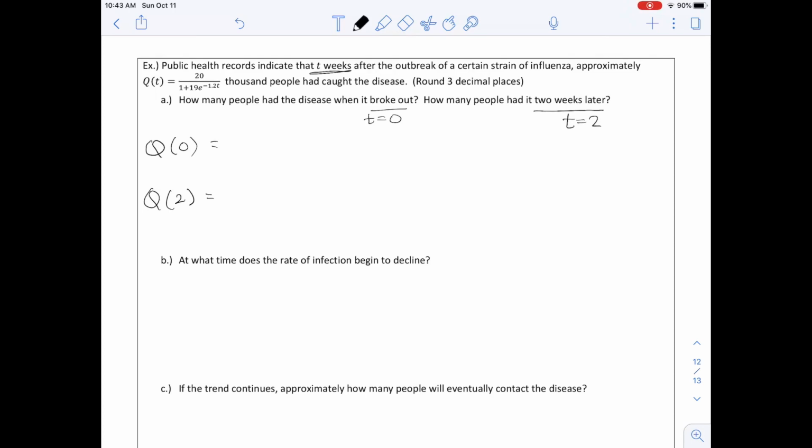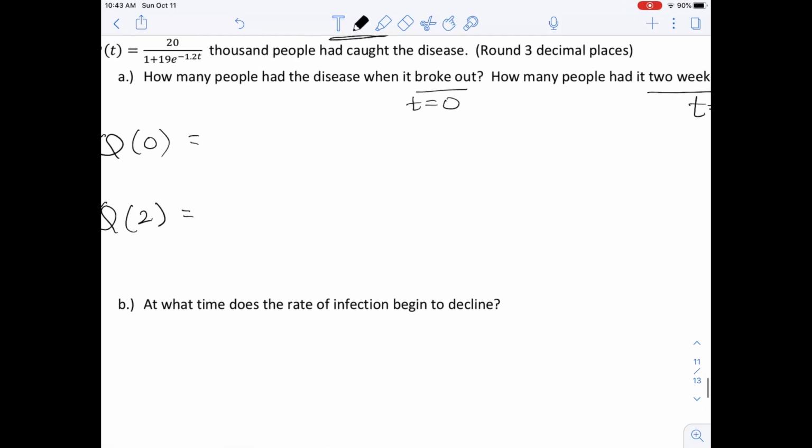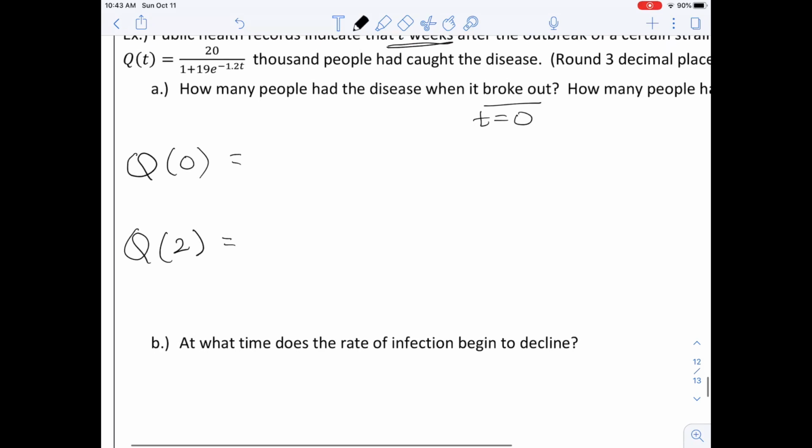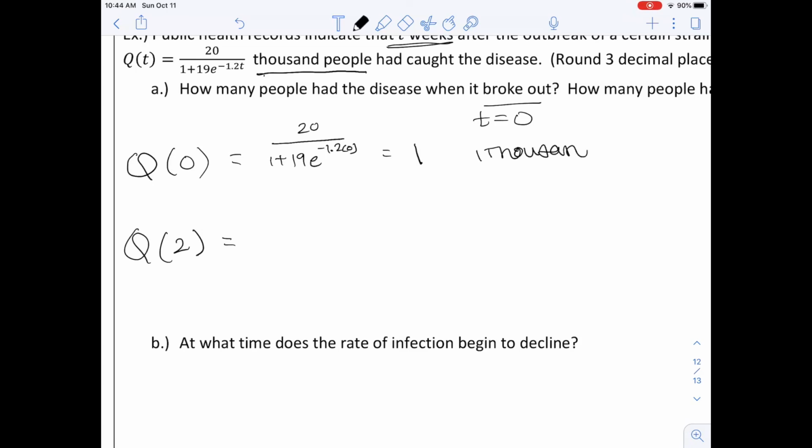So for the first one, substituting in 0 into our function, which is listed right up above, we have 20 divided by 1 plus 19e to the negative 1.2 times 0. And so when we do this, we get 1. And it's not just one person. Notice it's thousands of people. So we have 1,000 people. And again, you can write this as literally 1,000 people.